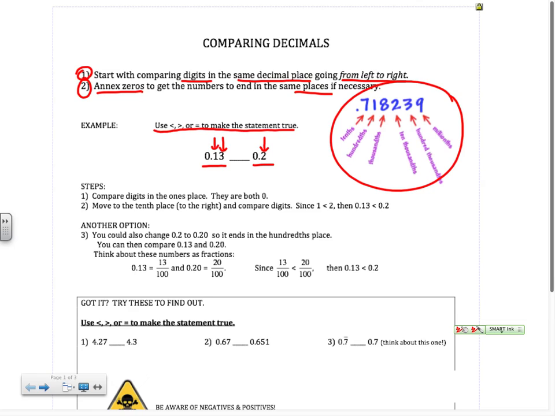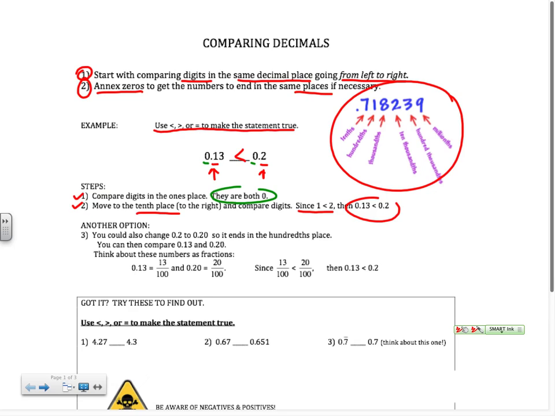All right, let's look at our steps. Number one, compare the digits in the ones place. So if I look in the ones place, here's a 0 and a 0. They're both 0. Let's look at our second step. Move to the tenths place. That means to the right. Here's my tenths. There's my tenths, and compare those digits. So we have a 1 here, and we have a 2 here. And since 1 is less than 2, then 13 hundredths is less than 2 tenths.